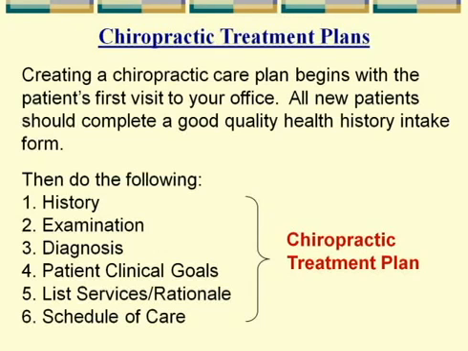6 things. You should see them on your screen. History, exam, come up with a diagnosis, set goals for the patient, list the services you're going to render, including the clinical rationale for the services, and the schedule of care. You do those 6 things, you'll be in good shape, and you won't have to worry about missing out on any important information. These are pretty much the same things that Medicare would require you to do on an initial visit. So those are the basic things. So let's go through each one.